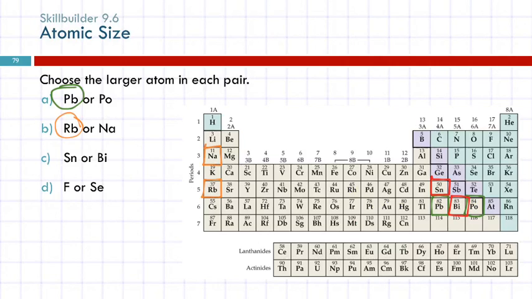Sometimes the trends reinforce themselves, like with fluorine and selenium. So here's fluorine, and here's selenium. As we're going across, we expect them to get smaller, so we expect fluorine to be smaller. As we're going down, we expect them to get bigger, so selenium would be bigger again. And so those trends reinforce themselves, so you could predict there that selenium is larger. But this one, you can't tell. Any questions?